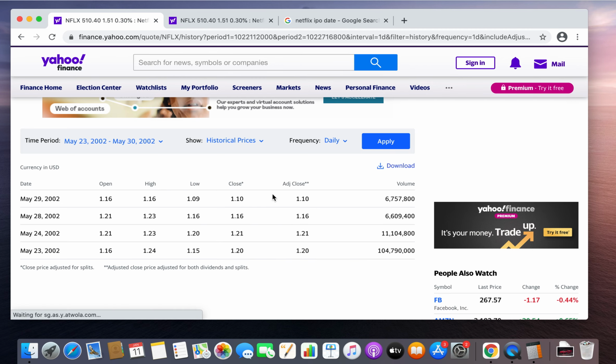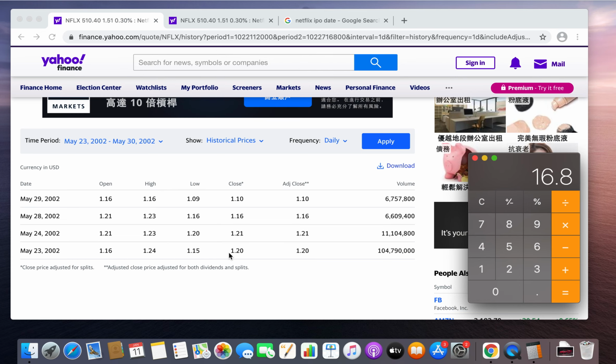So according to this data and this calculation, the actual closing price, the historical closing price, which is unadjusted for stock splits, on 23rd of May 2002 was $16.80. So that's the price we look at. That is the actual price. You do not use this adjusted stock split price.